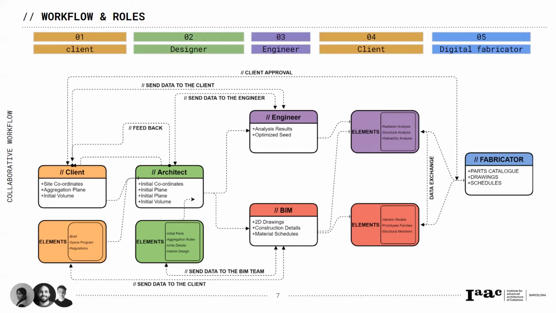And then it goes on to the engineer who will then analyze the radiation and analyze the structural to get an optimized selection of seed. And then when it gets passed on to the client, whether they approve it, yes or no, and if it's a yes, they will then pass it to BIM, which will push it to Rhino, and it will go to the fabricator for fabrication.